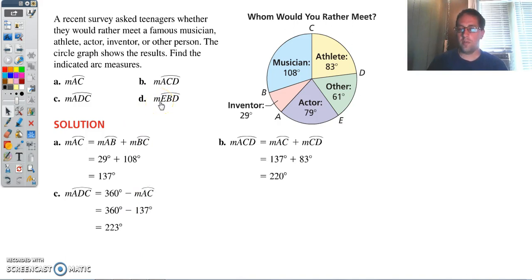Okay, so next we want EBD. So E to B all the way around to D. Well, we could add these four up, or we could just take out ED right there, right? So that's the easiest way to do it. That's the way we should do it. 360 degrees minus the measure of ED, so minus 61 degrees, which gives us a measure of 299 degrees. All right, so not too bad.